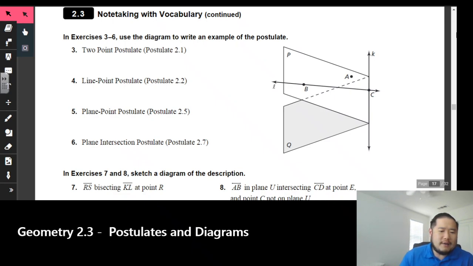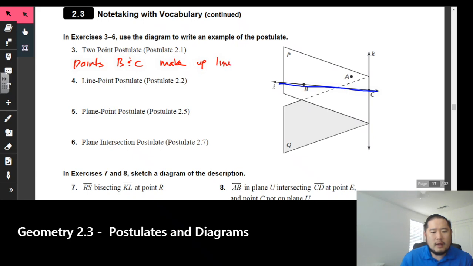So we have several different answers here, but I'm looking right here at the 2-point postulate. Remember, the 2-point postulate says through 2 points, there exists a line. I can see right here, specifically with B and C, right? So I could say points B and C make up line L. All right, hopefully that makes sense. There we have number 3.